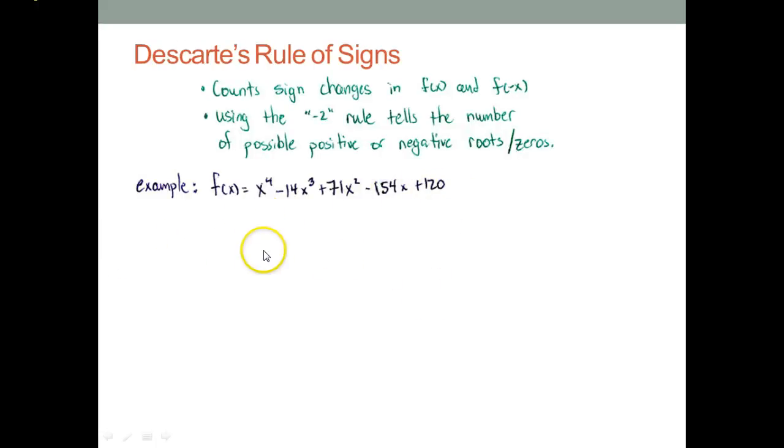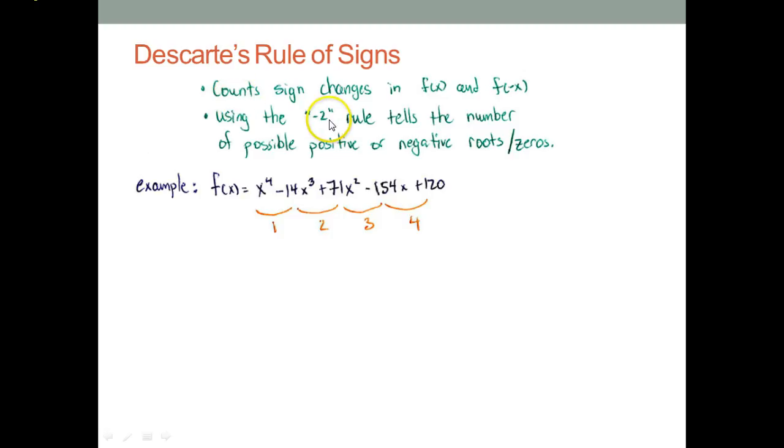So we're going to count the sign changes. Now this is a positive x to the 4th power. The coefficient is +1, so that's 1 sign change. From negative to positive, that's 2 sign changes. From positive to negative, that is 3 sign changes. And then from negative to positive again, so we have 4 total sign changes.